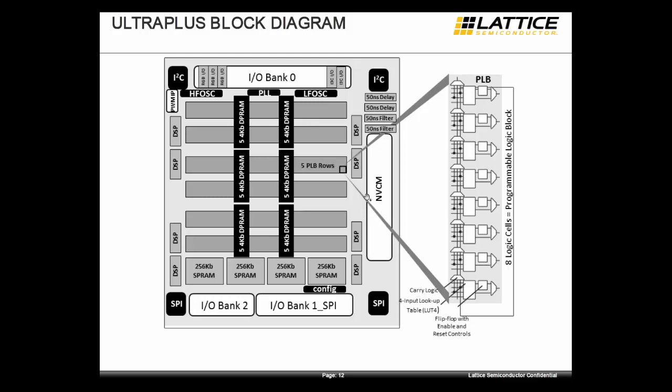The block also contains embedded block RAM, and these are 4K bit DP RAM modules, dual port RAMs, and for every device density there is a different number of block RAM available. At the last page of this presentation there will be a list of all the available resources. There is 2 iCE40 hard blocks and 2 SPI hard blocks in this device.